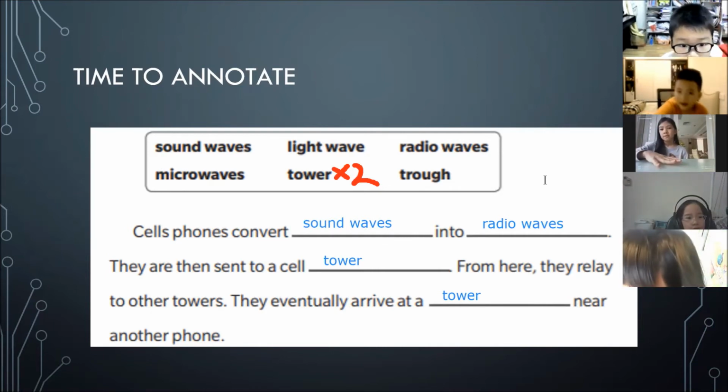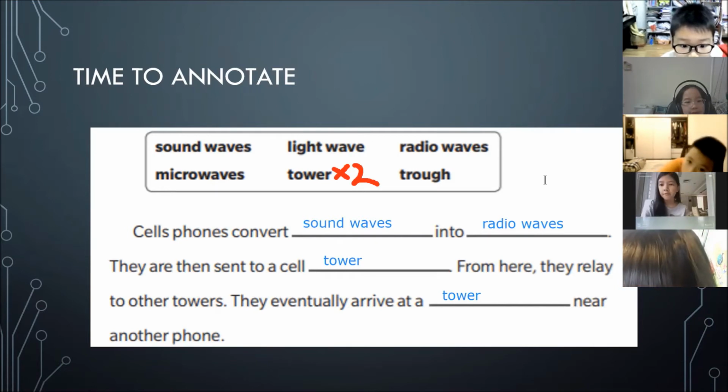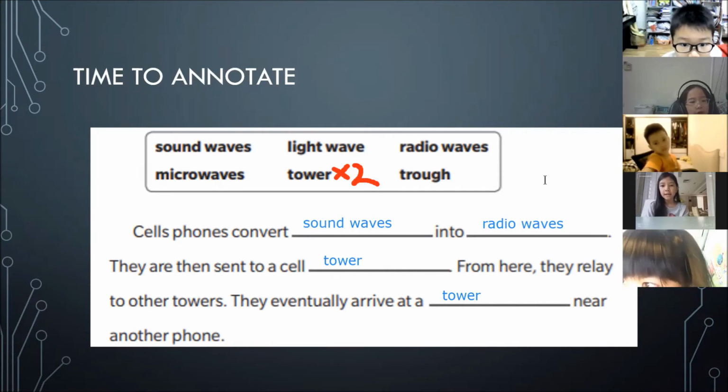Cell phones convert to radio. Eventually arrive.